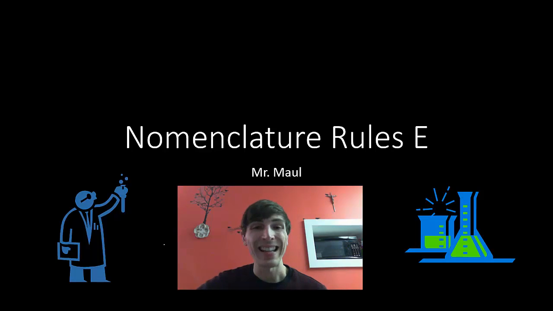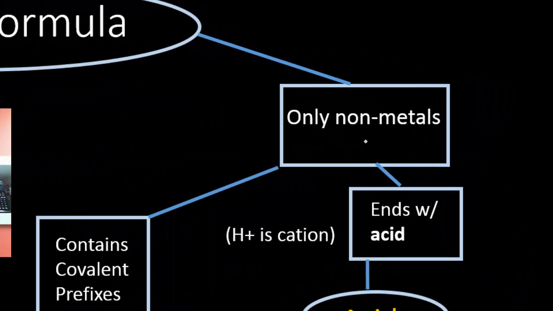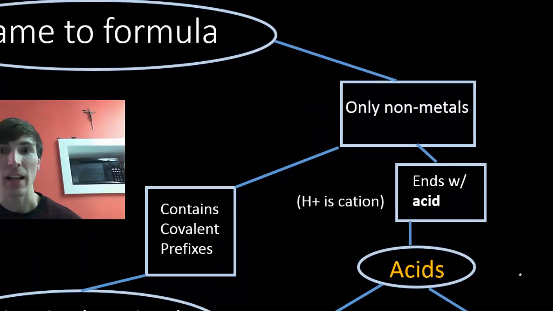Today's podcast is on Nomenclature Rules E, taking an acid and turning a name into a chemical formula. So we're going to get started right away. First off, when turning a name to the formula for an acid, we need to realize that acids are only nonmetals, and the clue in a name is that it ends with the word acid. This just means that H plus, hydrogen, is the cation.